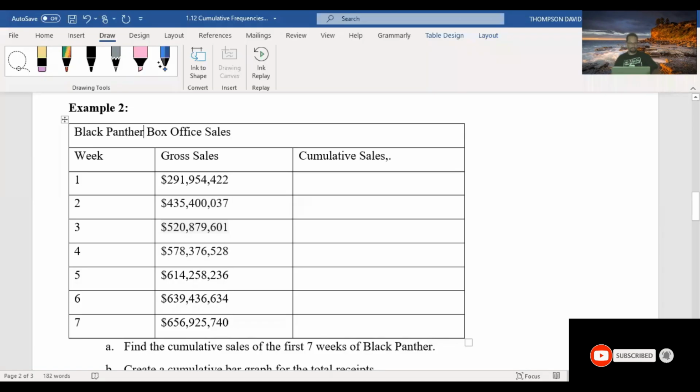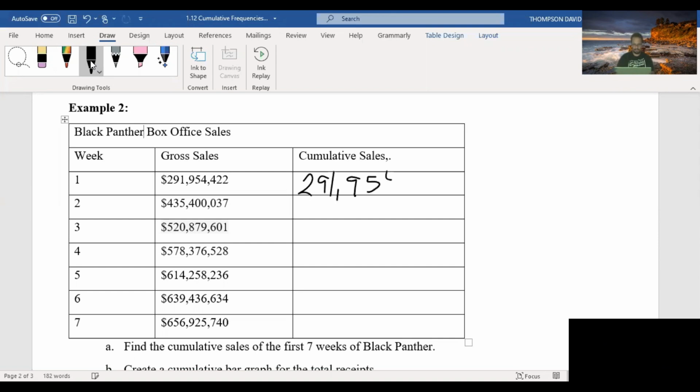Example 2 is about box office sales for a major movie, Black Panther. So we're going to use cumulative sales to find the total box office sales for Black Panther for the first 7 weeks. Just like in the last example, all we're going to do is copy over the total for the first week. Then we add them.